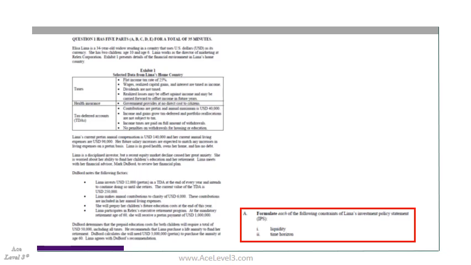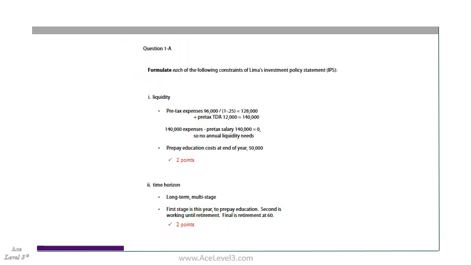Here it is again on question 1A from the 2010 exam. Formulate the liquidity and time horizon constraints. Again, for liquidity, the 2 things you have to address are the annual constraint and then one-time items. There is no annual constraint here because your expenses equal your income, but you've got to state this to earn 1 point. Then address one-time items for point number 2.